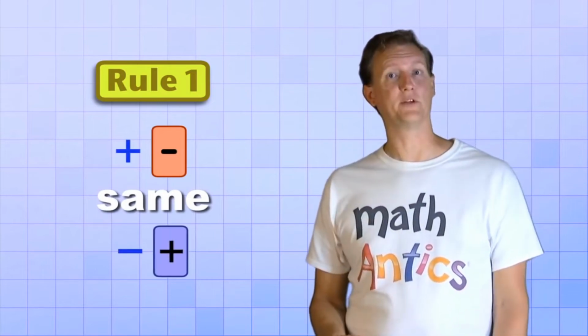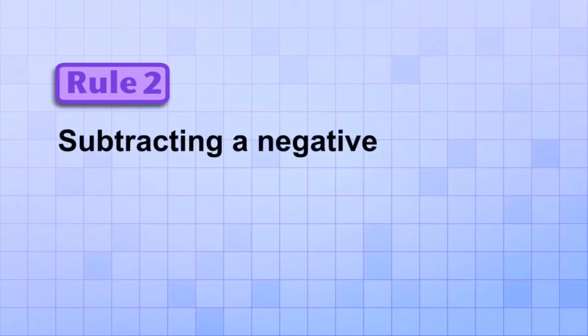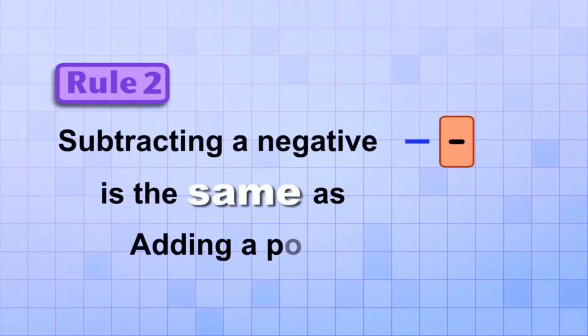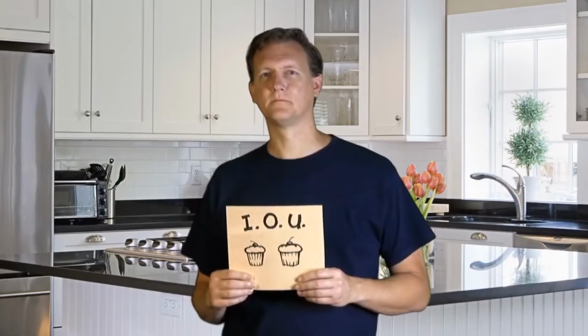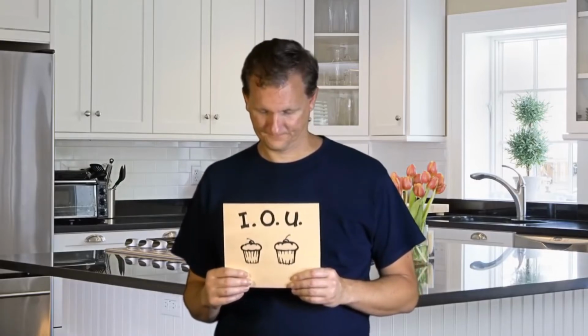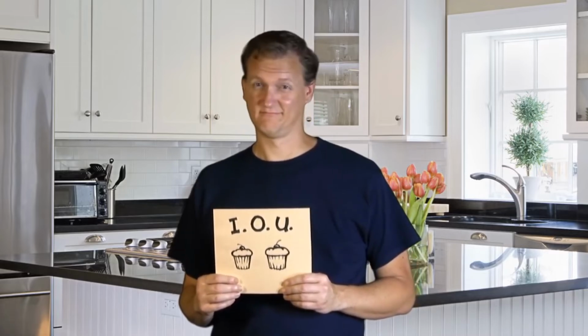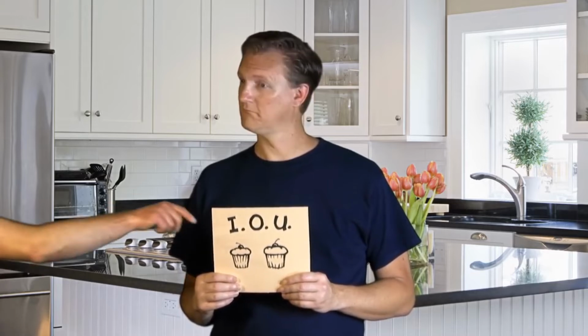Now what about rule number 2? Well, the second rule is this: subtracting a negative is the same as adding a positive. Let's say you have negative 2 cupcakes. Like if you have a debt. You owe me 2 cupcakes. You wouldn't be too happy having that negative, would you? But what if I subtract that negative from you? Taking away the -2 made you more positive, right? Subtracting the negative gives you less debt.